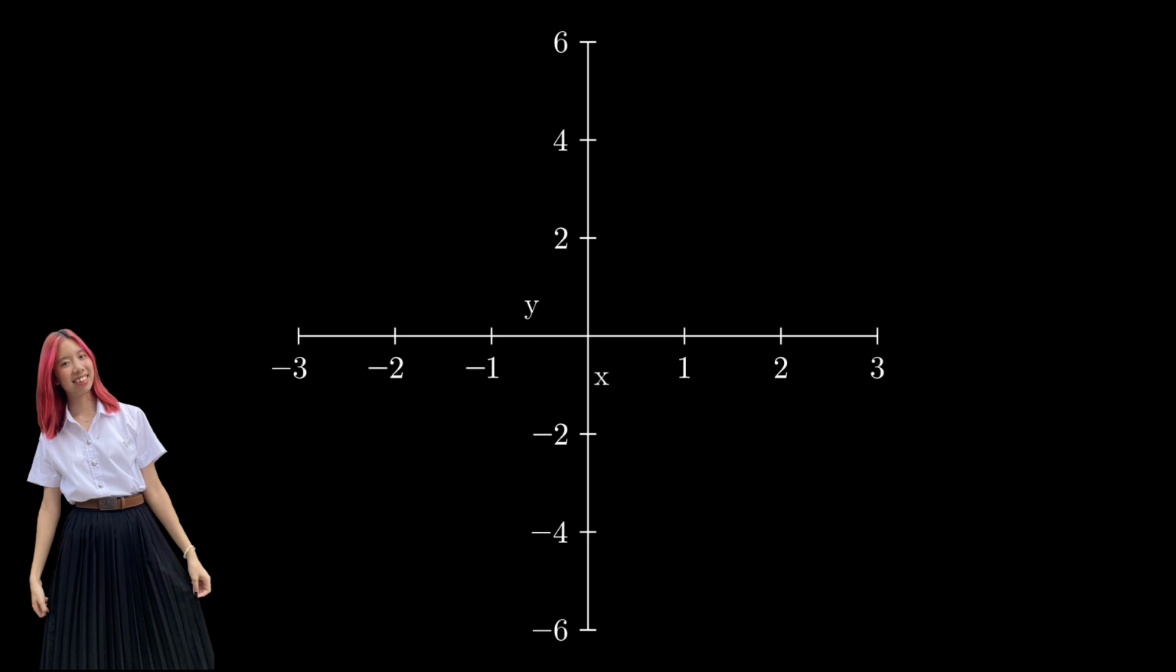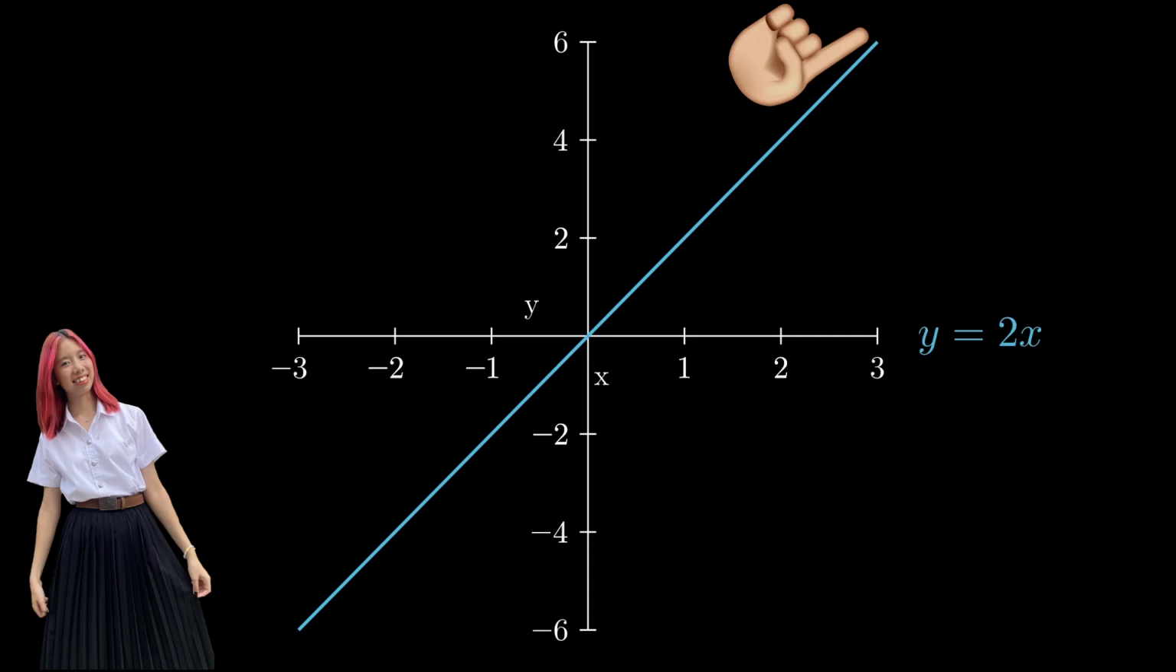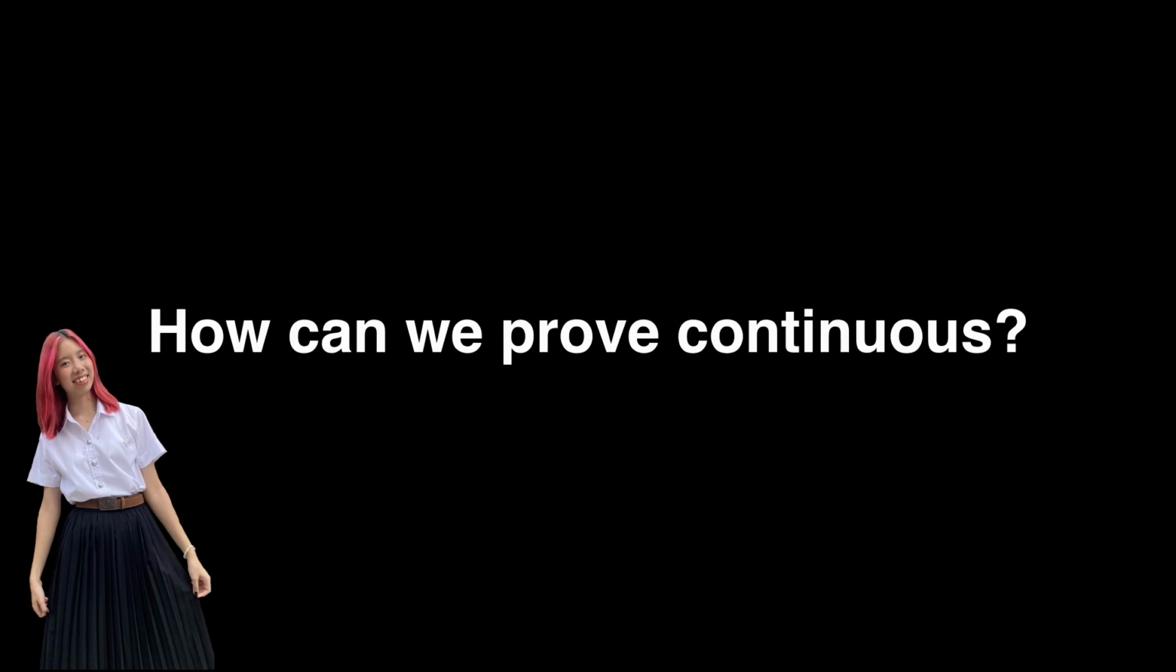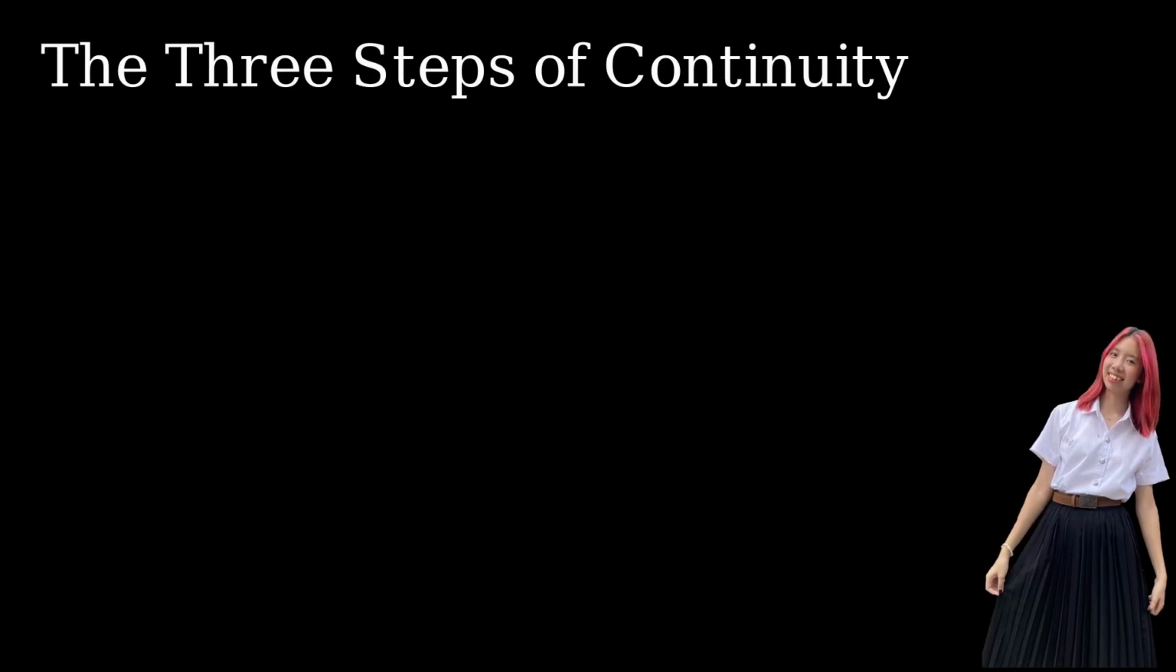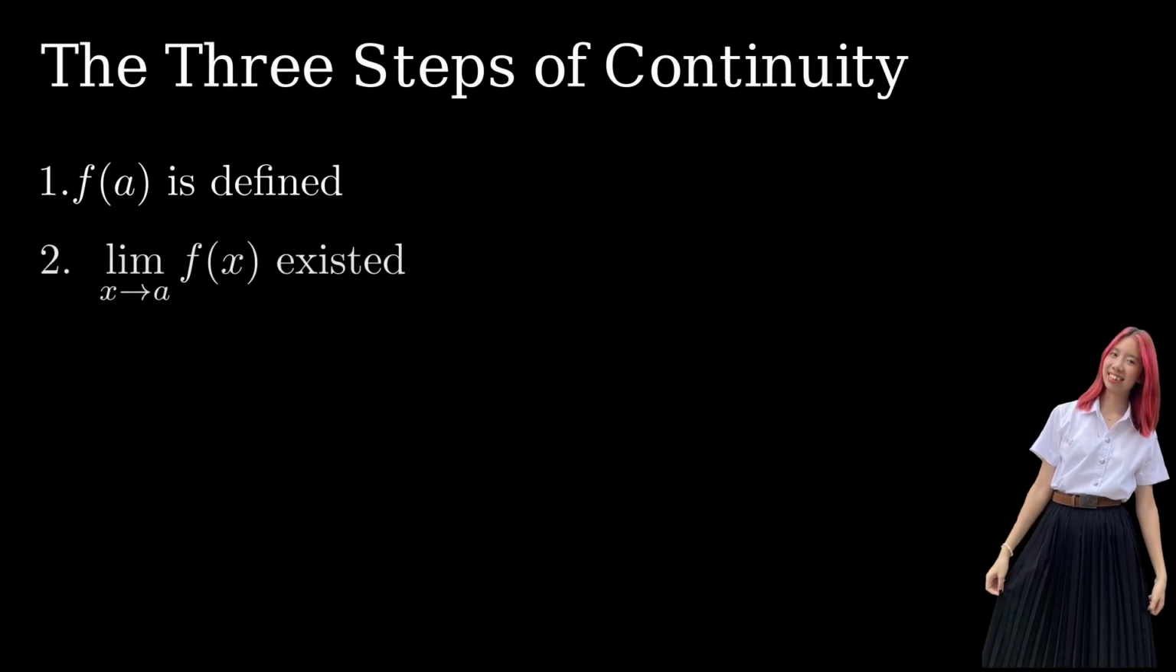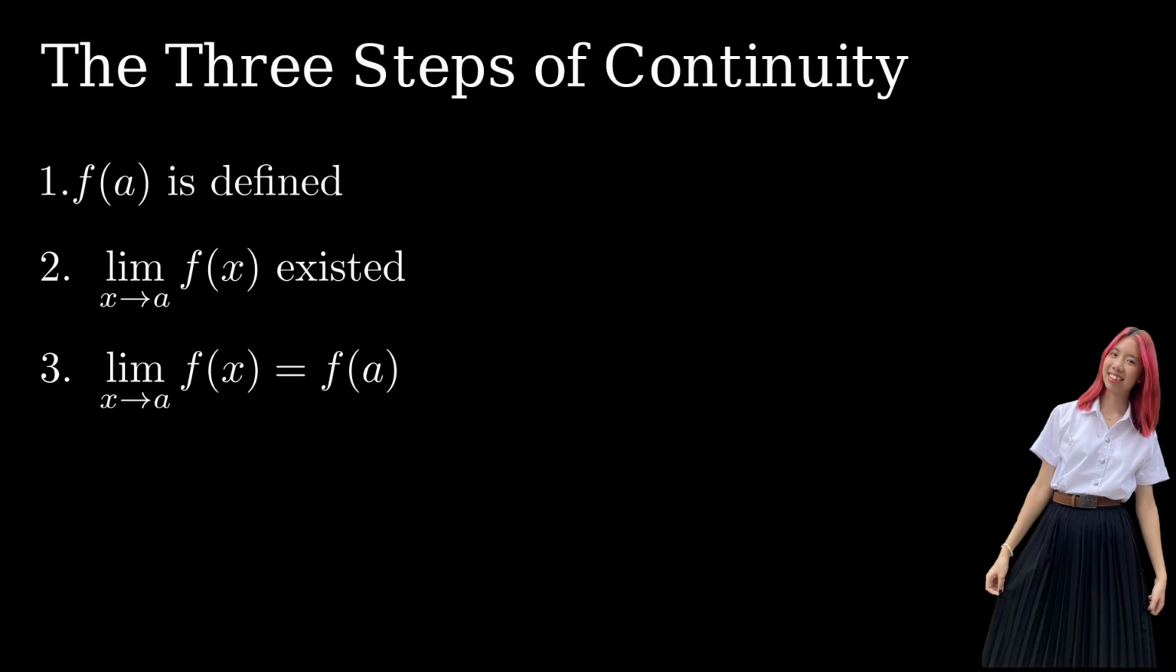The next topic is continuity. In simple words, a function is continuous if its graph can be drawn without lifting your pen from the paper. There is no hole, no jump, and no break in the graph. Then, how can we prove that a function is continuous at a point? There is something called the three-step continuity. We can use the following three conditions to check if a function is continuous or not.